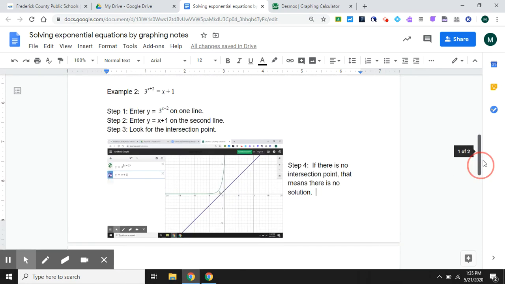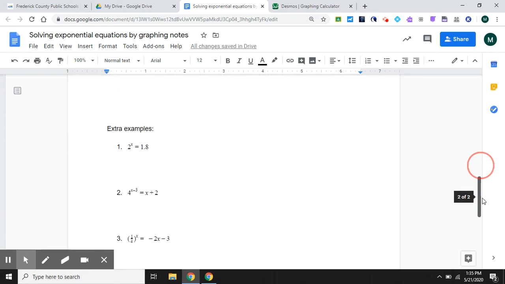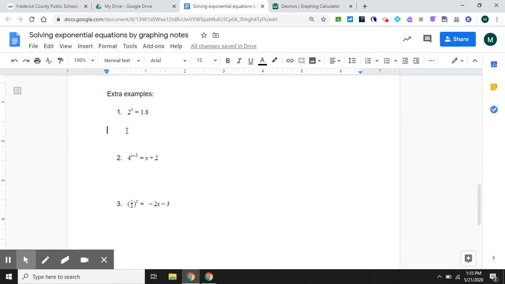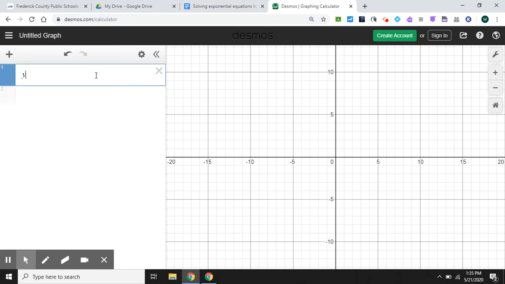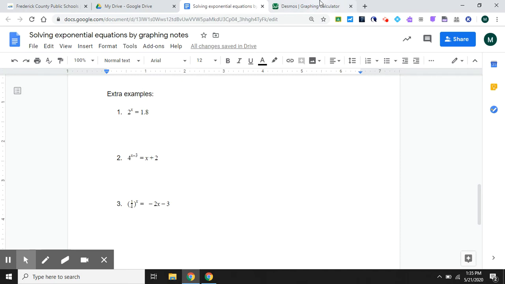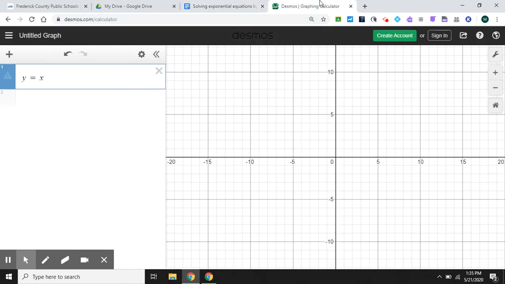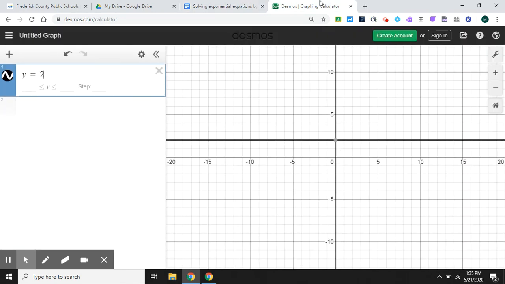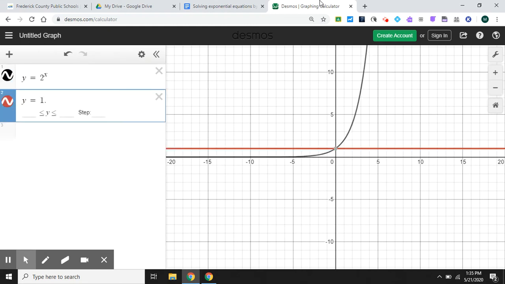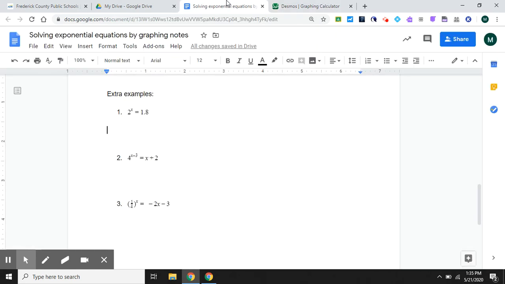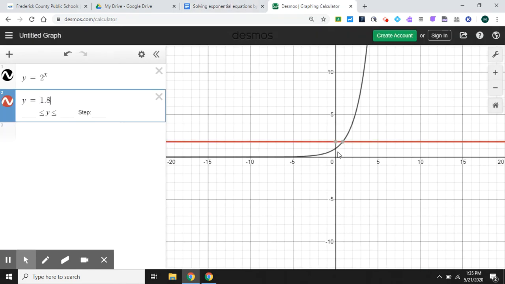It's all good. Alrighty, so some extra examples. Now, just like when we did our systems, you'll have a couple practice ones that I want you to show me the screenshot for, and otherwise I don't care. So some extra examples here. We just do y equals, and I believe that's 2 to the x, and then I'm going to do y equals 1.8. And then where the 2 intersect is the answer.